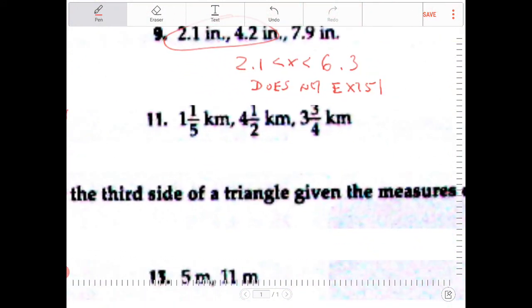What about this one here? So, again, I'm going to make a mixed number an improper fraction. I get 6 fifths. I get 9 halves. And here I get 15 fourths. So to create the common denominator, I believe the LCM is 20, so I want to multiply by 4, so I get 24 twentieths. The next one I multiply by 10, I get 90 twentieths. And the last one I multiply by 5, which is 75 twentieths.